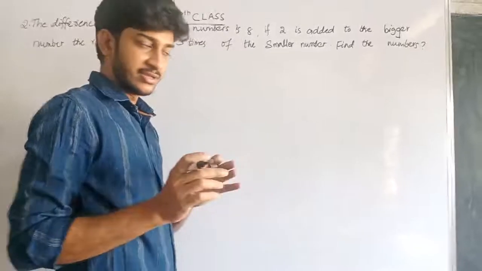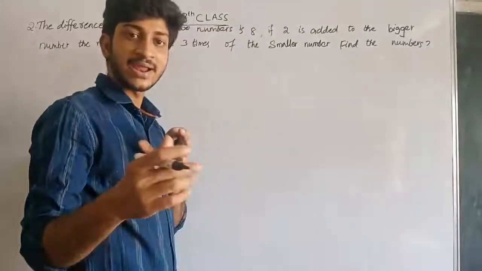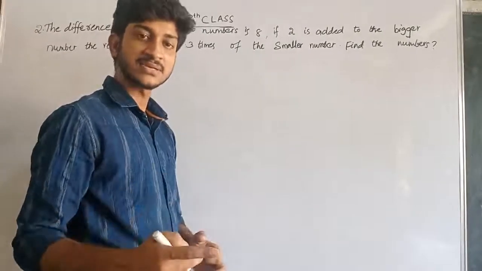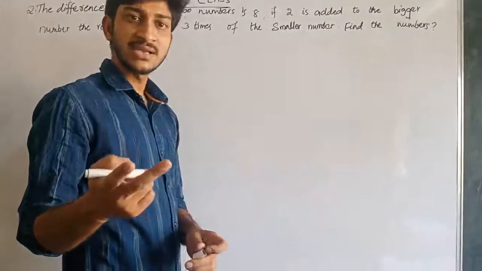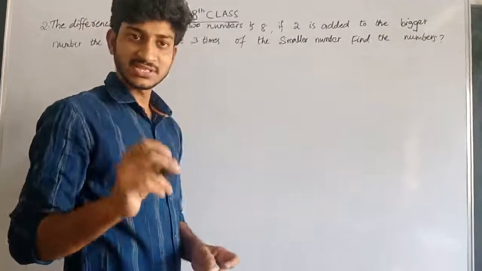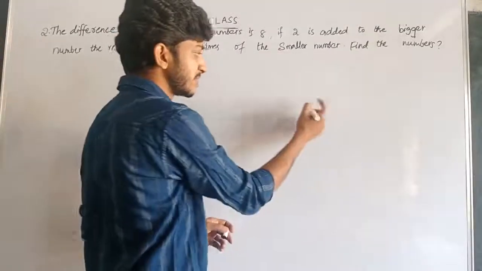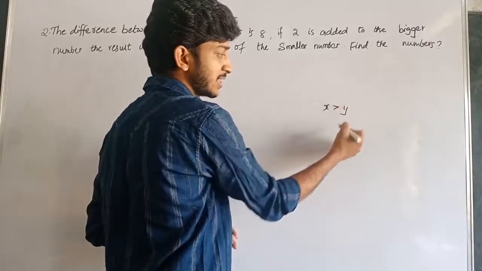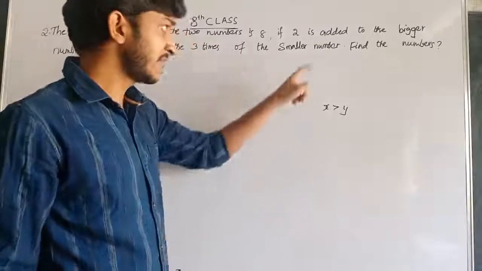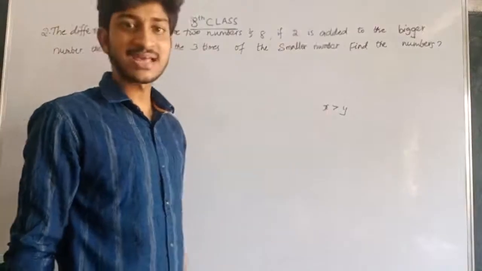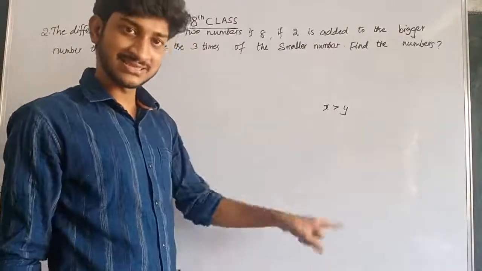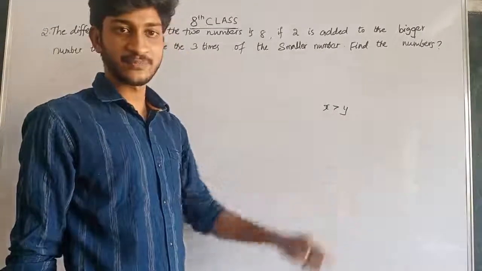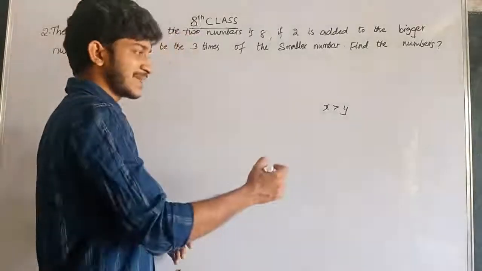If we subtract and get the answer 8, one number is larger than the other. If we take the same numbers and subtract, we get the answer 0. But here the answer is 8, which means one number is larger than the other. So if 2 is added to the larger number, the sum is equal to 3 times the smaller number. I am explaining.